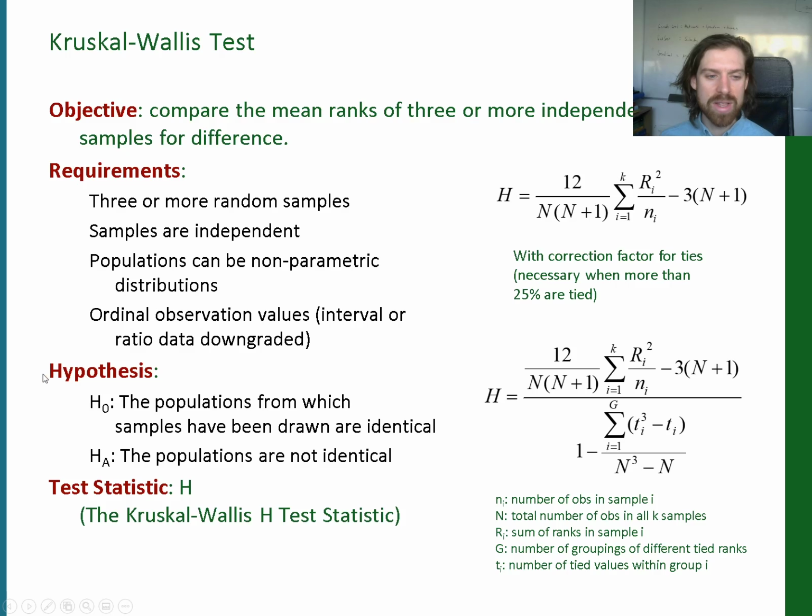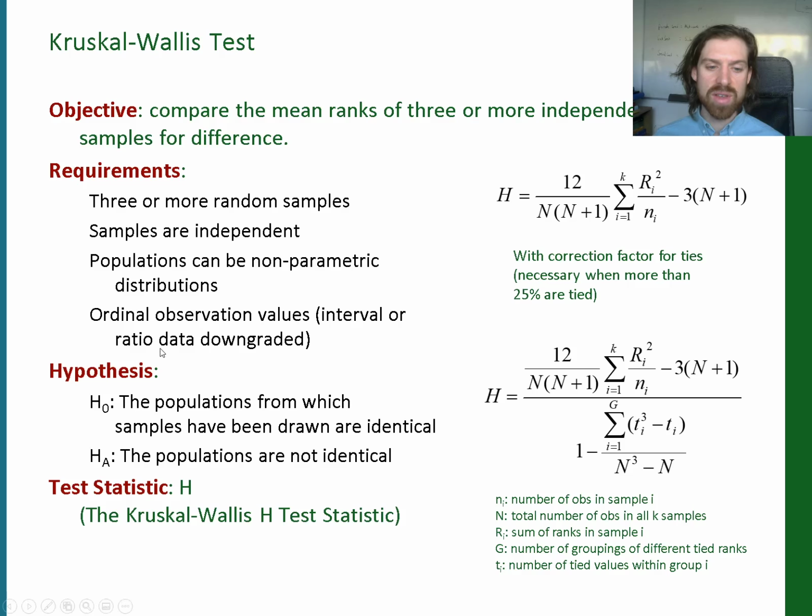And what we then do is state our null hypothesis and alternative hypothesis. In the null hypothesis case, the samples have been drawn from the same population essentially, so there would be no difference in the samples that we get.